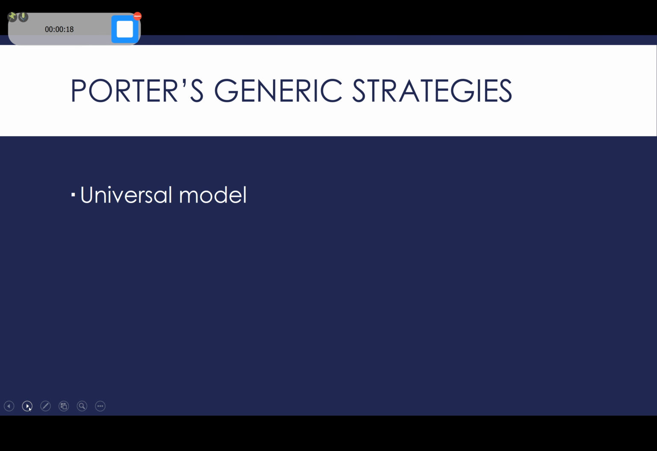So for Michael Porter, this is a universal model, which means that he believes that it doesn't matter the size of the organisation, what sector you're in, what challenges you might be facing as an organisation, that with this model, you will be able to take it and apply it to any situation whatsoever. So let's have a look and see what the model actually involves.